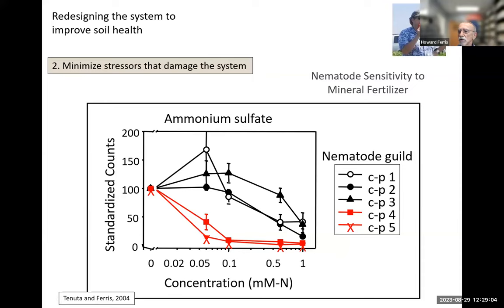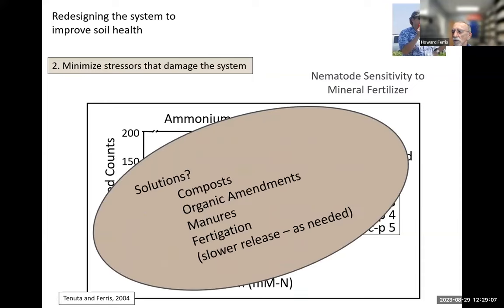So what's the solution to that? We're going to minimize that damage. Maybe we might use compost rather than mineral fertilizer, increase organic amendments, use manures, and fertigation. So rather than putting on 300 units of nitrogen fertilizer at planting, why don't we, if we've got drip systems or a way of doing this, put in fertilizer as needed by the plant? Because that fertilizer dissolves in the soil solution where the nematodes and other organisms are living, and pretty soon they're in a toxic soup that is not too good for them.